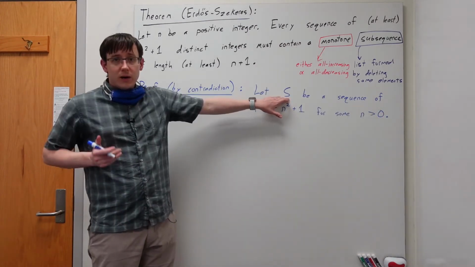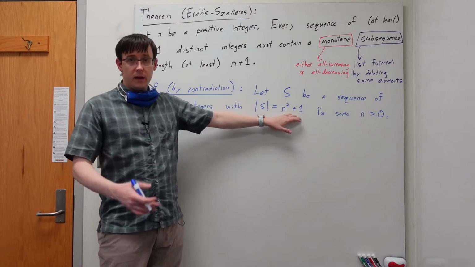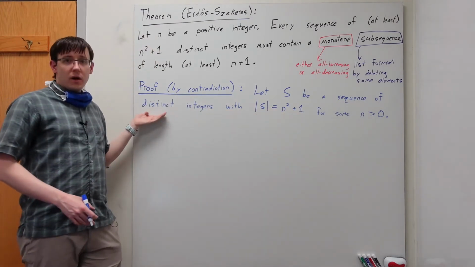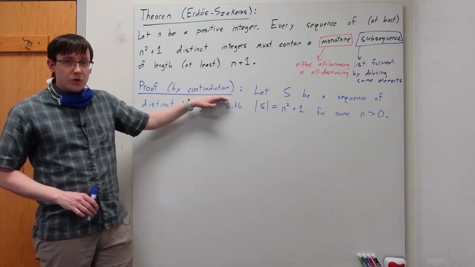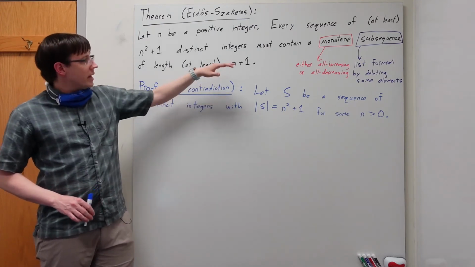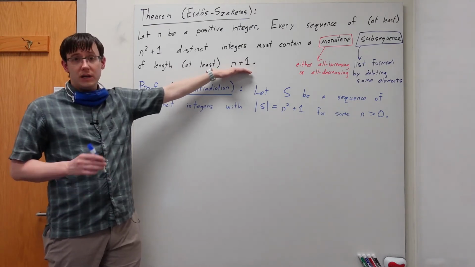So we'll call our sequence S, and it contains n squared plus 1 elements, all of which are distinct integers. And we will suppose, towards contradiction, that there is no monotone subsequence of length n plus 1.